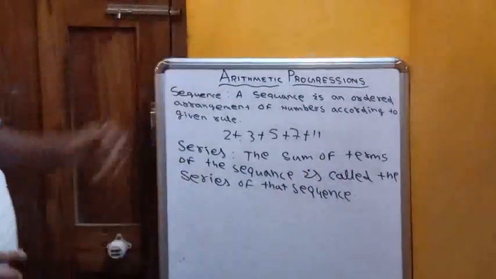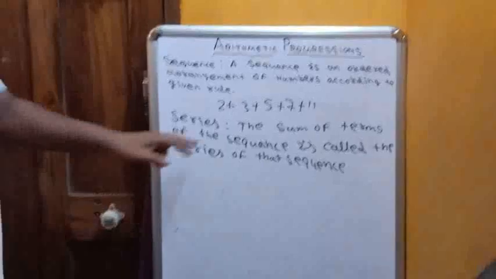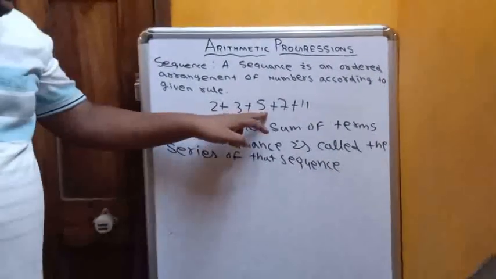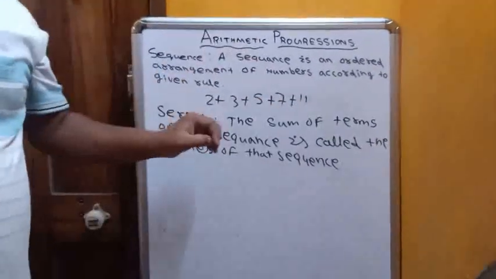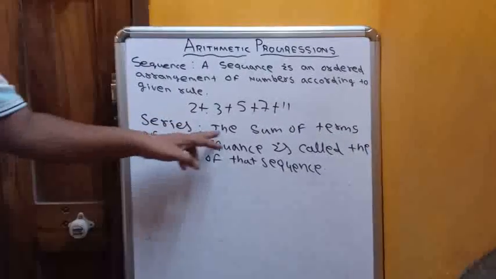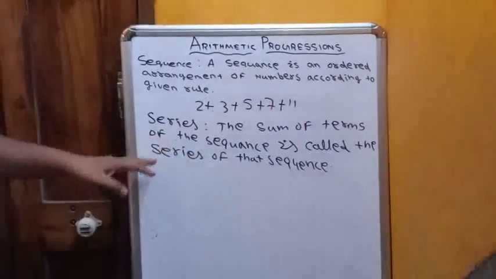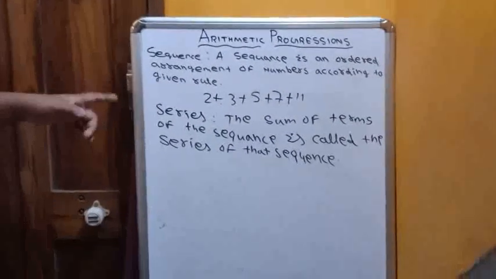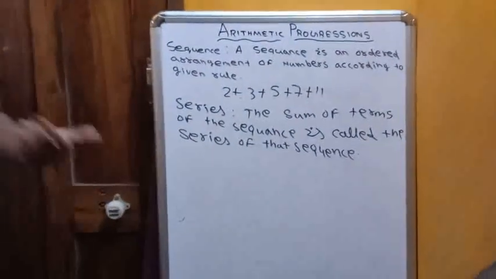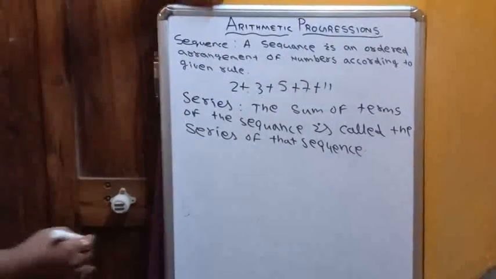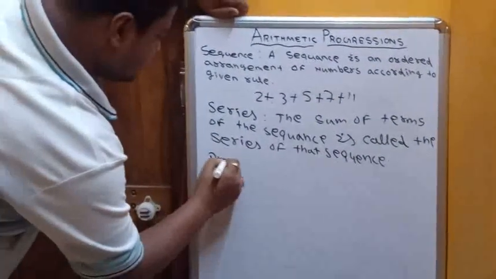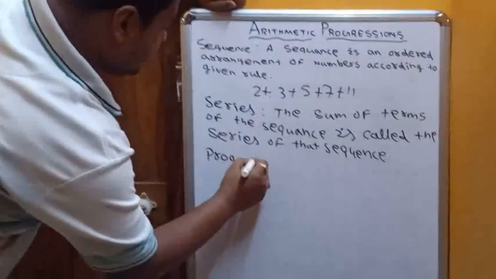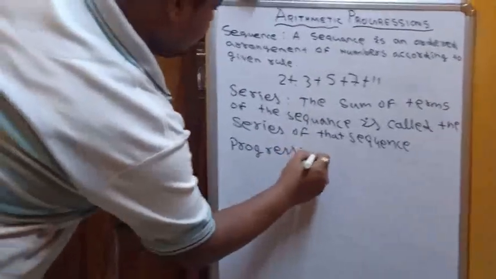So what are the terms? 2, 3, 5, 7, 11 are the terms. So what I wrote: the sum of the terms of the sequence is called the series of the sequence. Now, what do you mean by the progression? That is your topic.